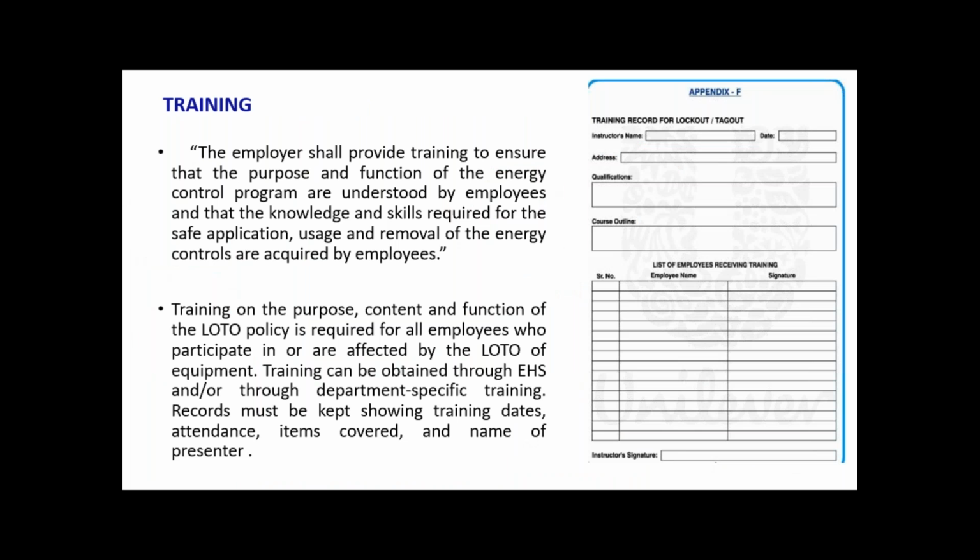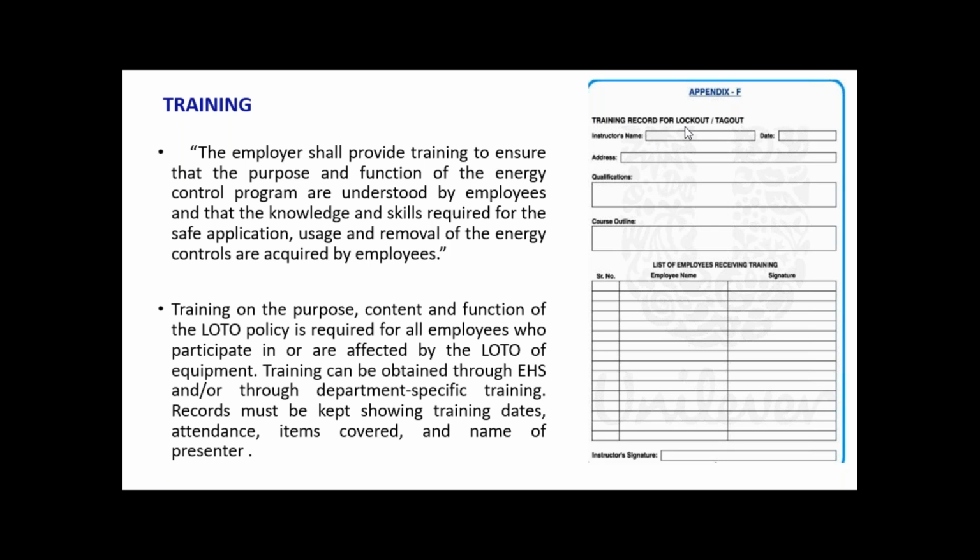Now in the previous slides we have discussed the authorized person. That authorized person should be a trained person from the different sources, and that is why this training is an essential activity. So a training record for the LOTO system is also essential for recording the different types of training for that employee. The employer shall provide training to ensure that the purpose and the functions of the energy control program are understood by the employees, and that the knowledge and skills required for the safe application, use and removal of the energy controls are acquired by the employees.